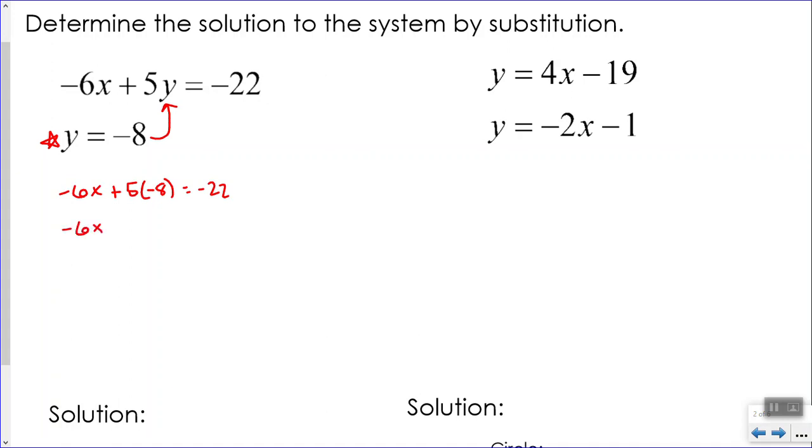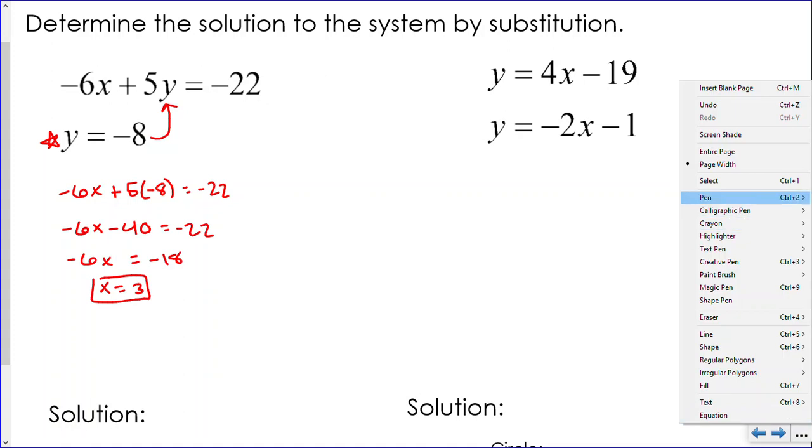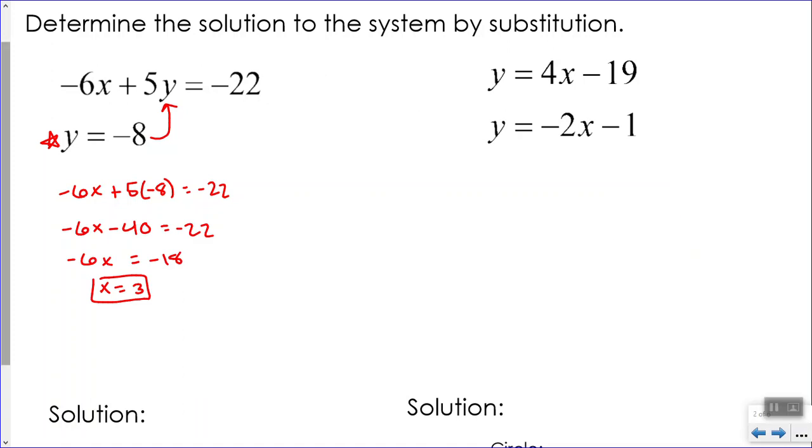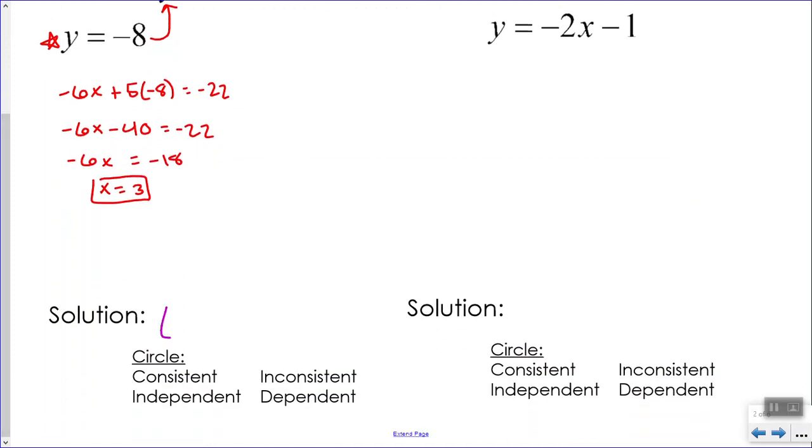So we continue to do so. We have -6x minus 40 equals -22, and we just continue to solve this out, and we end up with x equals 3. And in this one, it's super easy because we were already told that y equals -8, so we can jump right to our solution, which is going to be 3, -8, and this is a consistent and independent system.